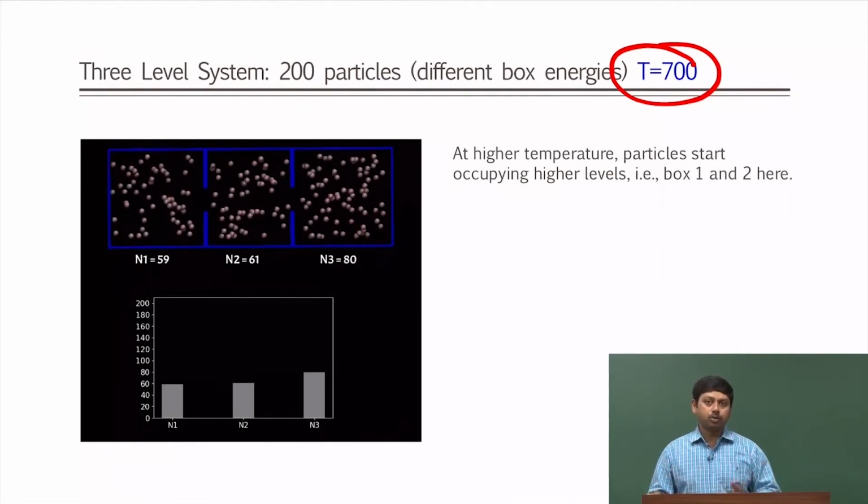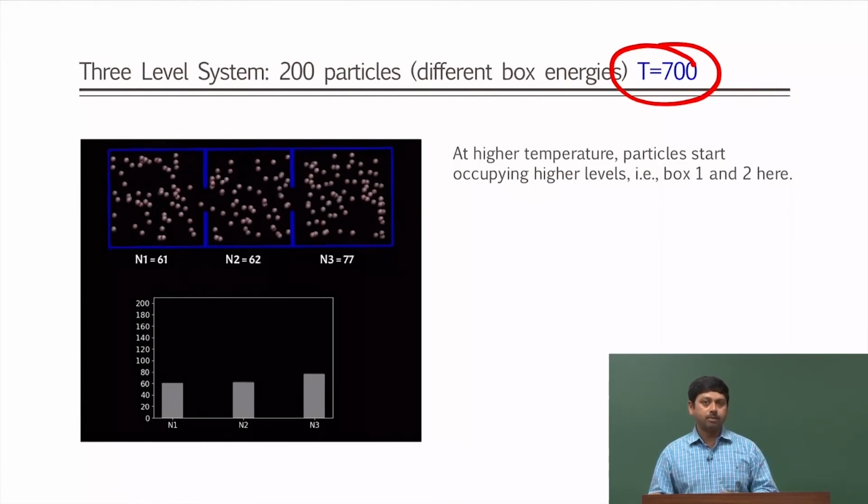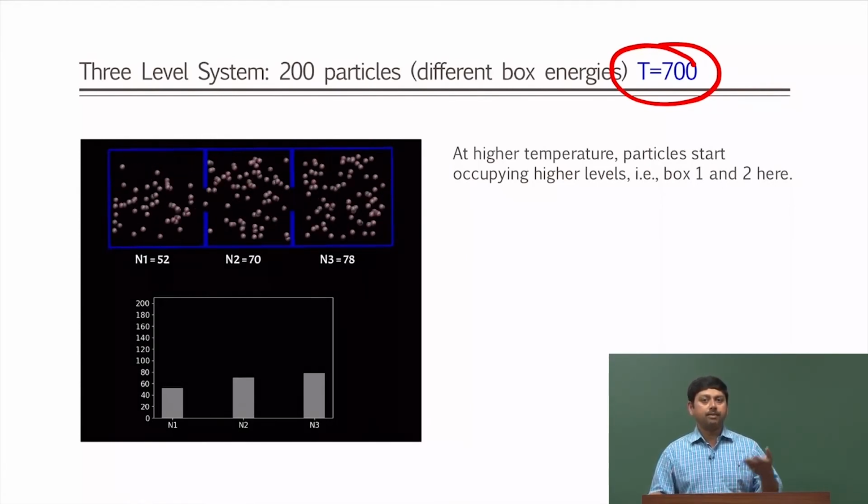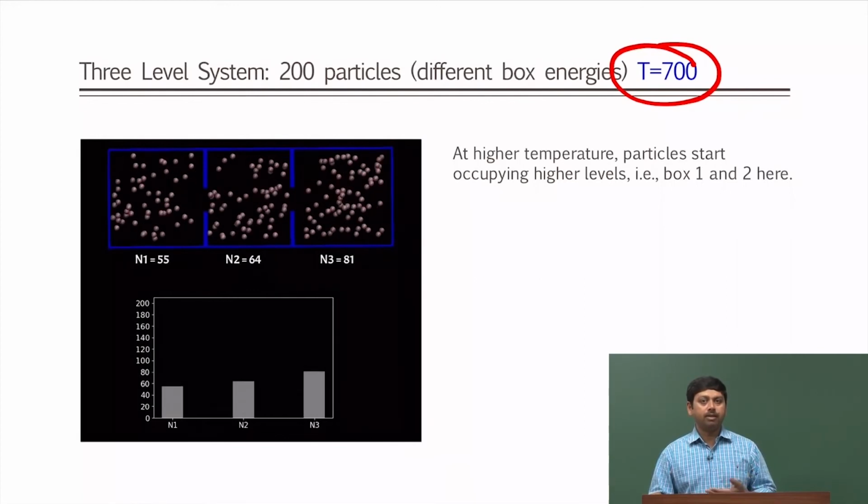And we know that for bosons, for which several particles can occupy the same level, we have Bose-Einstein condensation at a very, very low temperature.